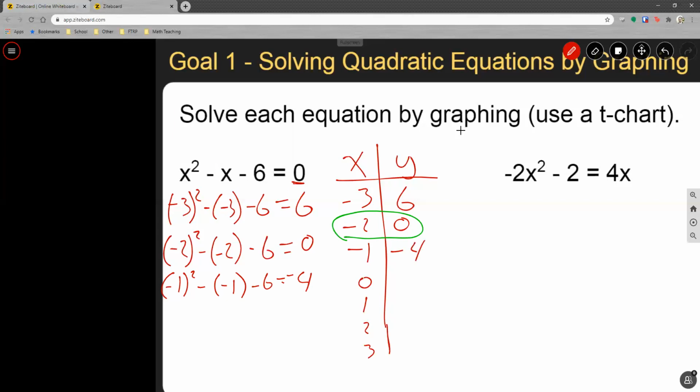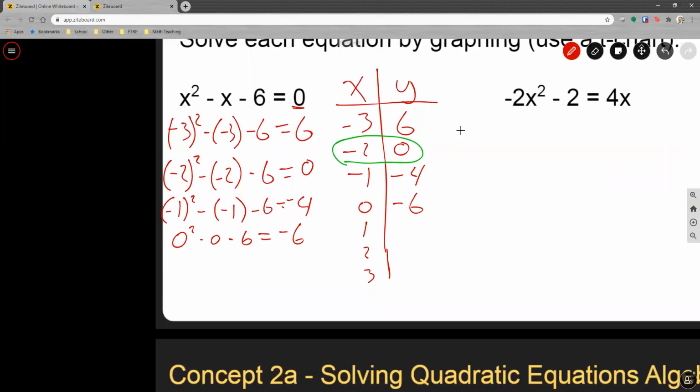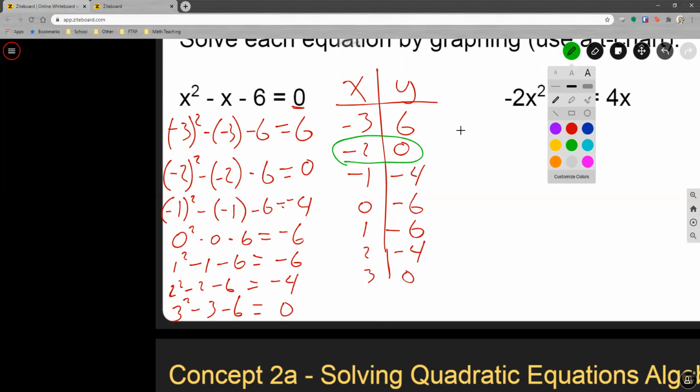If I plug a 0 in, 0 squared minus 0 minus 6, well, it's just going to be -6. And I'm going to plug in 1, 2, and 3 as well. 1 squared minus 1 minus 6. That's 1 minus 1, which is 0, minus 6 is also going to give me negative 6. 2 squared minus 2 minus 6. 4 minus 2 is 2, minus 6 more is negative 4. And then finally, 3 squared minus 3 minus 6. 3 squared is 9, minus 3 gives me 6, minus 6 more gives me 0. Oh, look, I've got another solution right there.